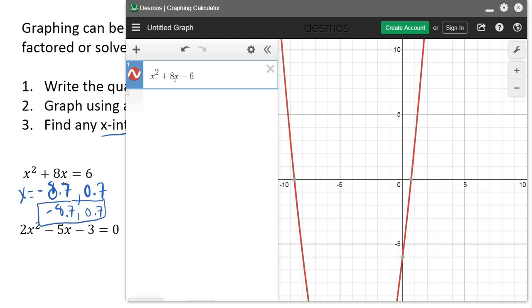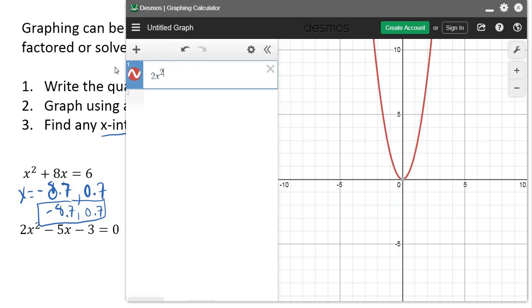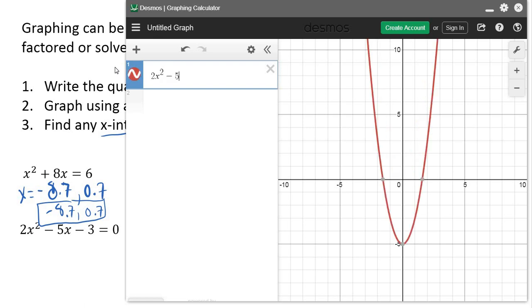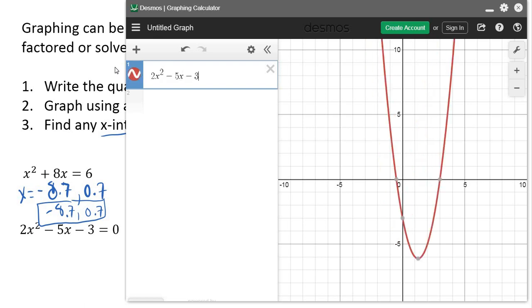How about this other one? Maybe pause and you could do it real quick on your own. 2x squared minus 5x minus 3. Look how quick you can graph it. So negative 0.5 and 3 looks like. So it's actually got a couple pretty reasonable answers. So negative 0.5 and 3. So I'll just write those real quick. Get my pen back. So negative 0.5 and 3 are my two solutions. Not too bad, okay?